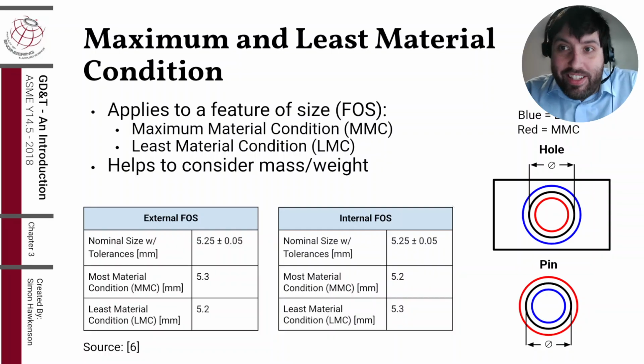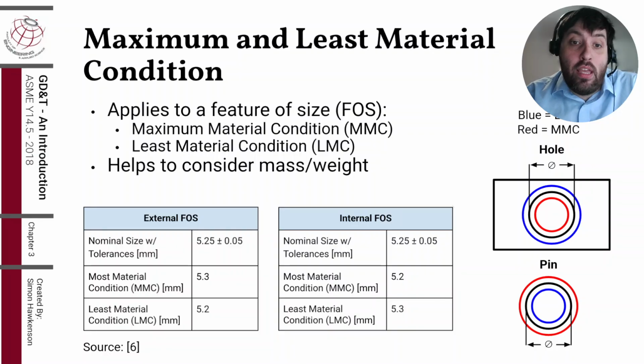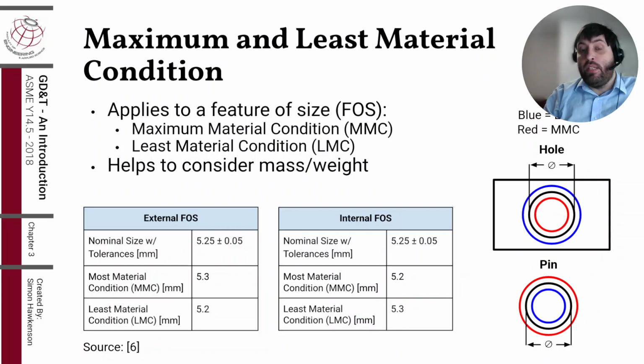The least material condition, or LMC, is the opposite of the most material condition. It's when the part has the least amount of material. We can use weight here too to consider when a part feature is at LMC. A hole's diameter is at LMC when it's at its upper limit, and a pin or shaft's diameter is at LMC when it's at its lower limit.